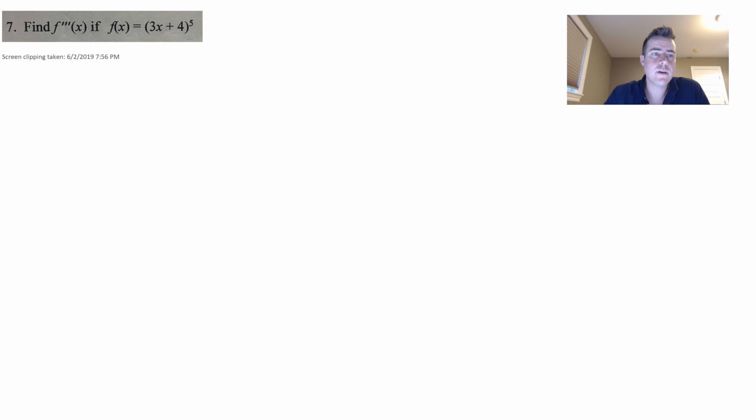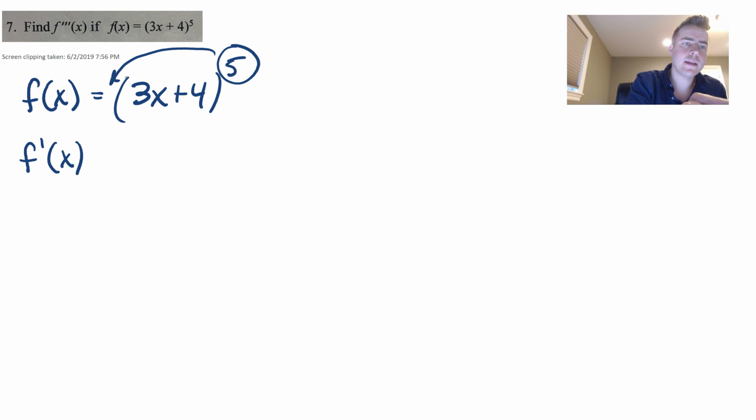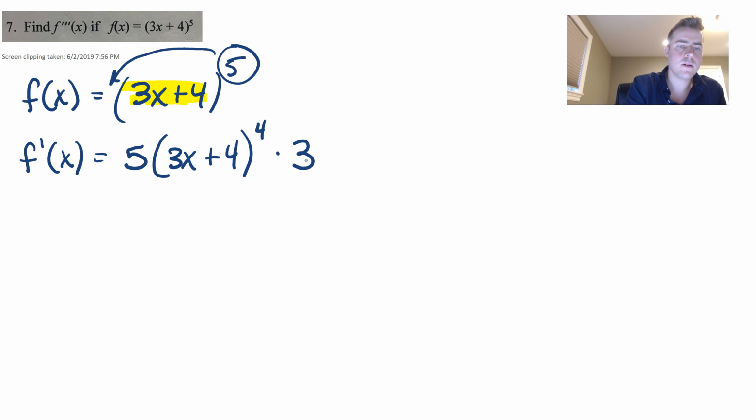We want to find the third derivative of this big function here. So we have f of x equals 3x plus 4 to the 5th. So again, we apply that chain rule. Okay, chain rule. We're going to bring this down in front. So we get 5 times 3x plus 4. You lower the exponent by 1, so that's 4. And then you take the derivative of the inside. The derivative of that whole thing would just be 3. Okay, so then this would be 15 times 3x plus 4 to the 4th.